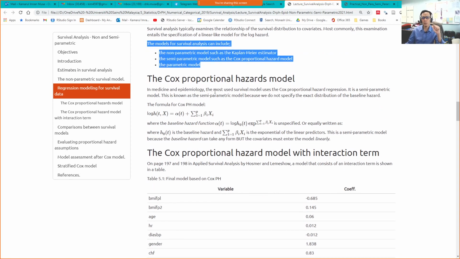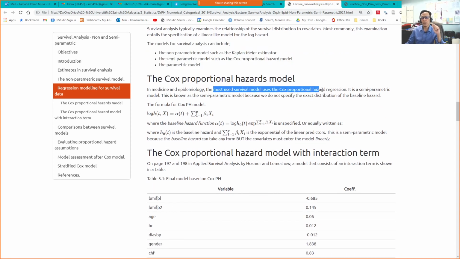This is one of the most used survival models in medicine and in epidemiology. Okay, very, very commonly used. It is a semi-parametric model. Okay, half parametric, half non-parametric. So it is a semi-parametric model.